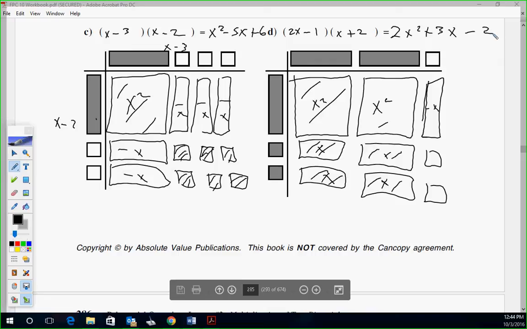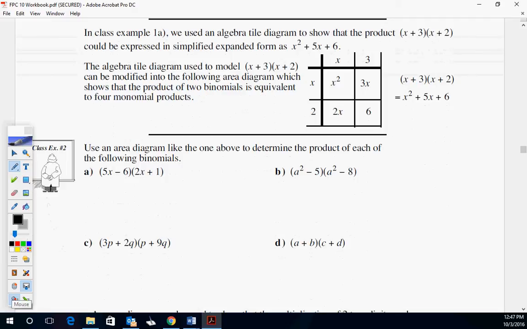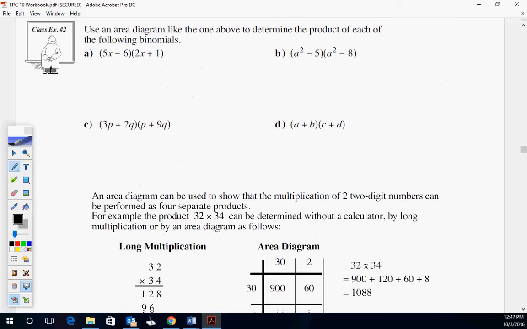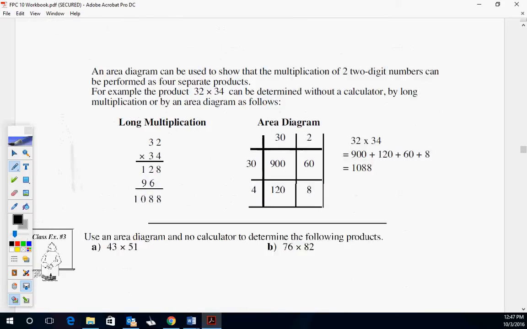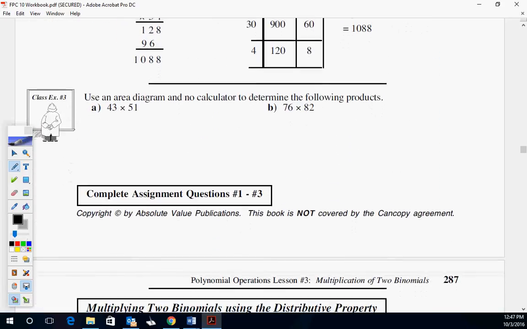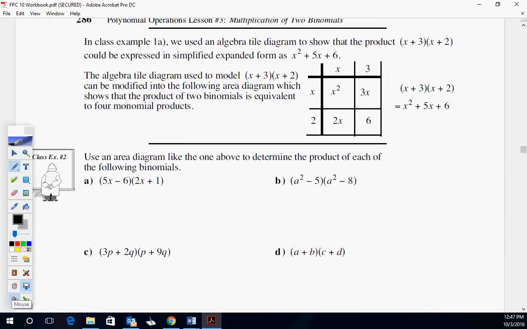Okay, I'll show you the foiling technique. I'm not even sure the book refers to foiling. Do they call it foiling? So in class example 1A, we used an algebra tile diagram. This is where they just use a little chart. You can use this if you want. I'm just going to go right to foiling for these instead of the area diagram. We'll just practice it.